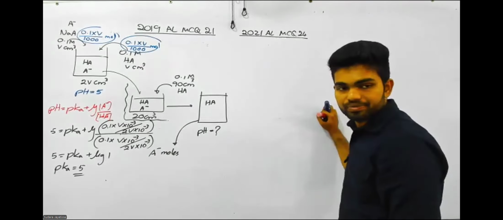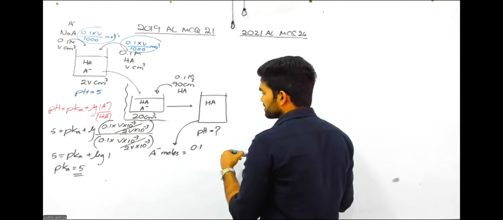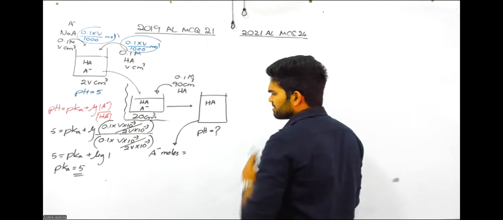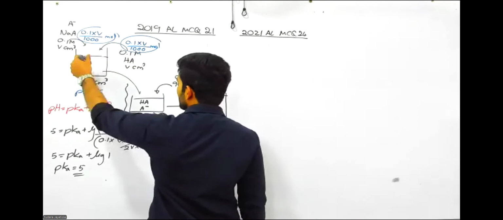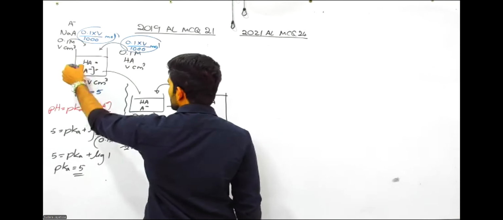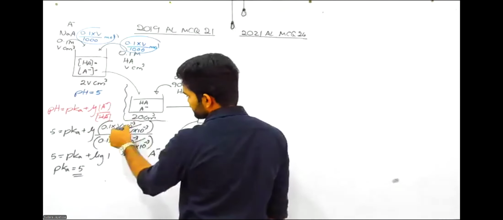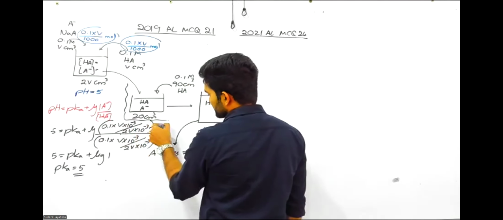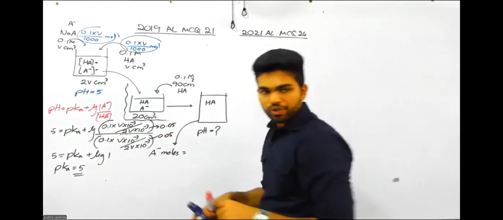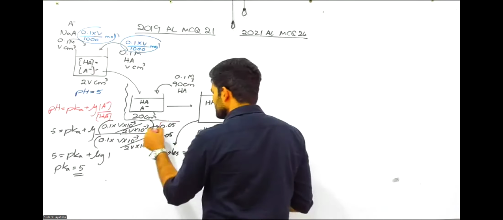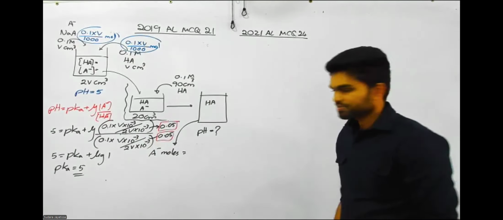Before that, I'm going to make it somewhat easier. After you are mixing this, what will be the new concentrations of these two? If you simplify this, what is the value you are going to get? 0.05. Here also you are going to get 0.05. Those are the concentrations. Now let's use those concentrations directly, because you are getting 20 centimeter cube from that.